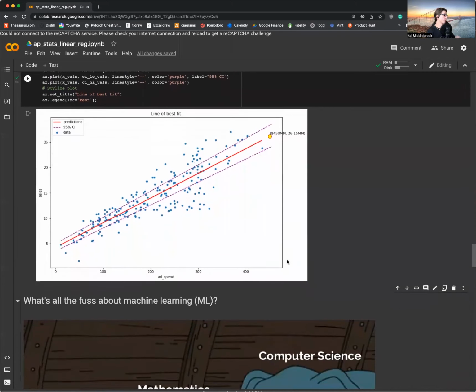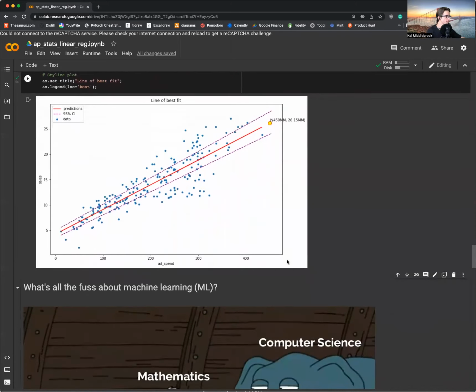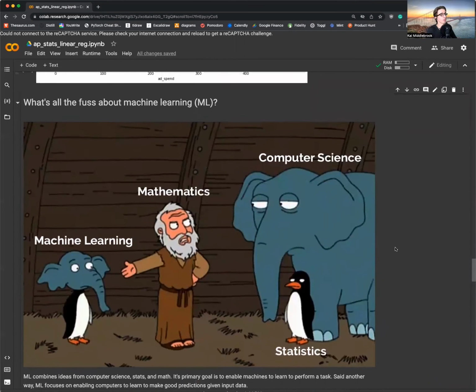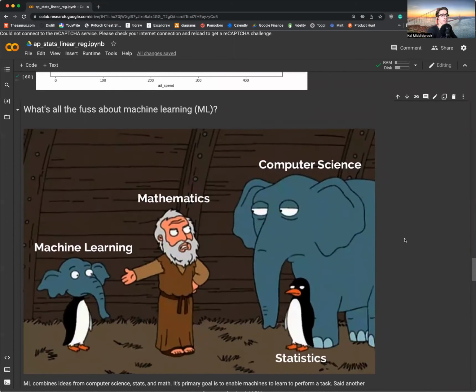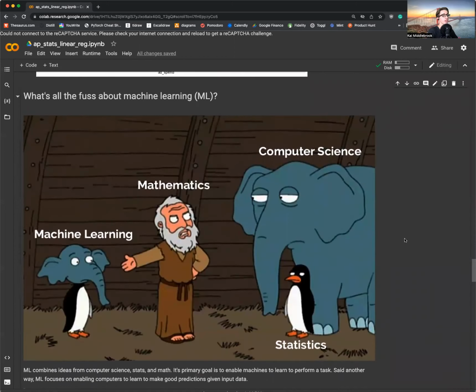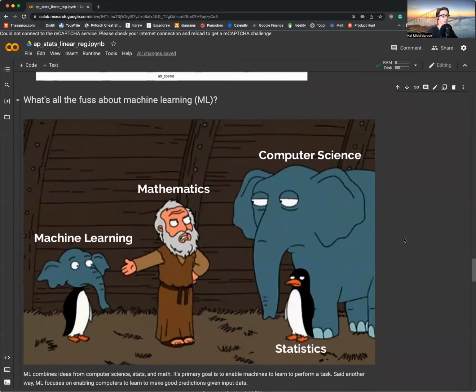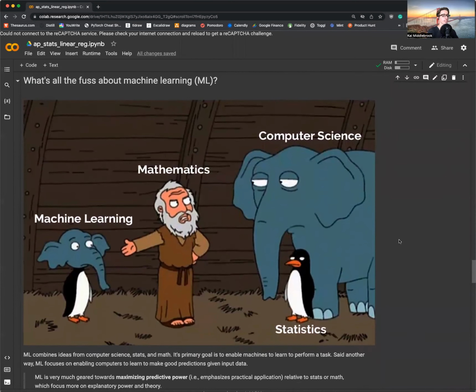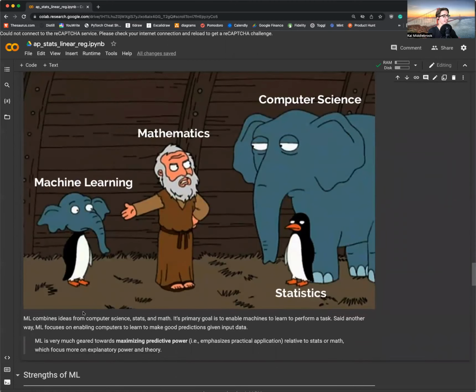All right, so now moving on, let's connect statistics to this very exciting field that you might have heard a little bit about recently called machine learning. So machine learning and statistics have a lot in common, and they share many traits and characteristics. But machine learning is special in the sense that it's a combination of computer science, statistics, and math. So it combines elements from all three and produces something like this, right?